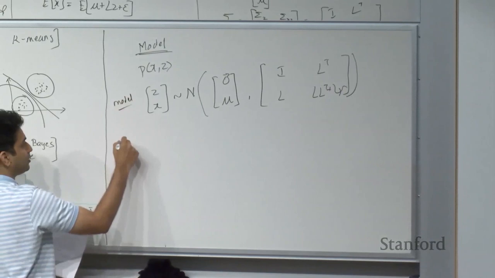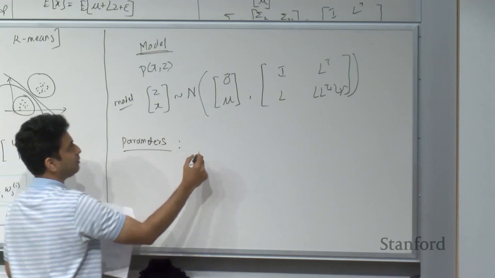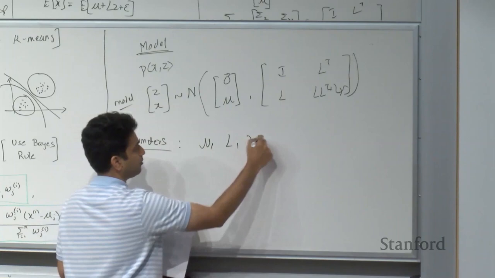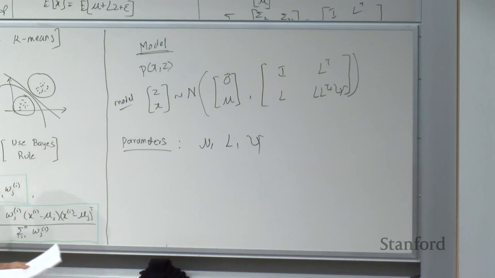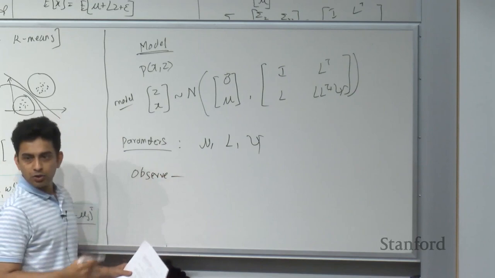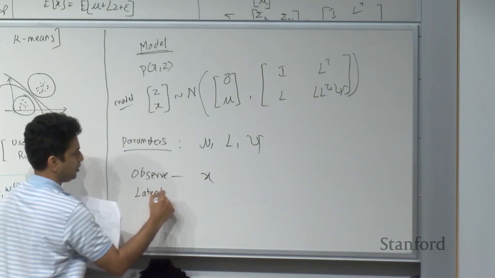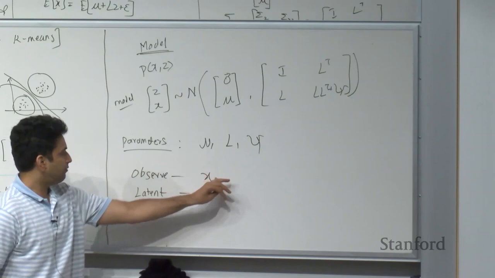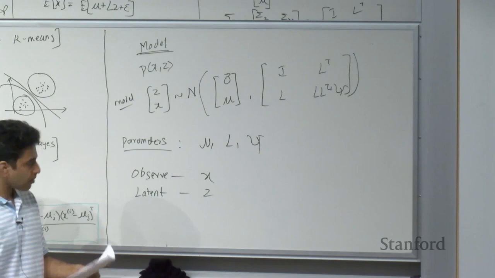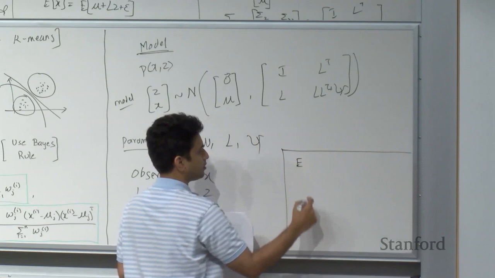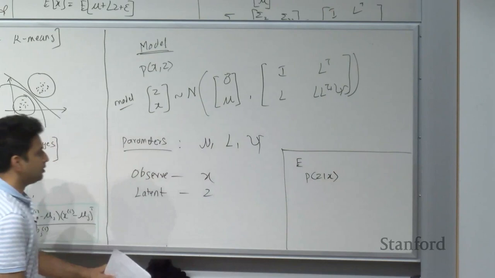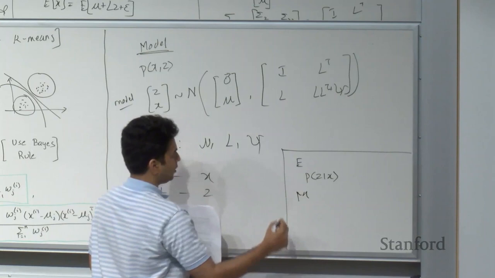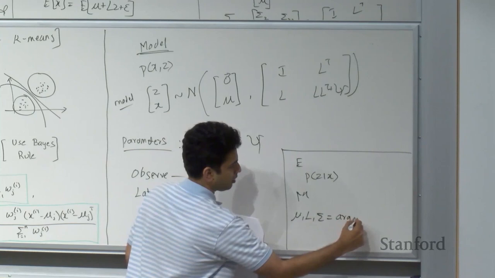And the parameters are basically mu, L, and psi. Right? And in this, what do we observe? What's observed is X, and the latent variable is Z. Okay. So parameters, evidence, latent variable, right? And now to apply EM on this, in the E step, you want to calculate P of Z given X. Right? So in the E step, we attack the latent variables, and in the M step, we want to do mu, L, sigma equals arg max of the ELBO.